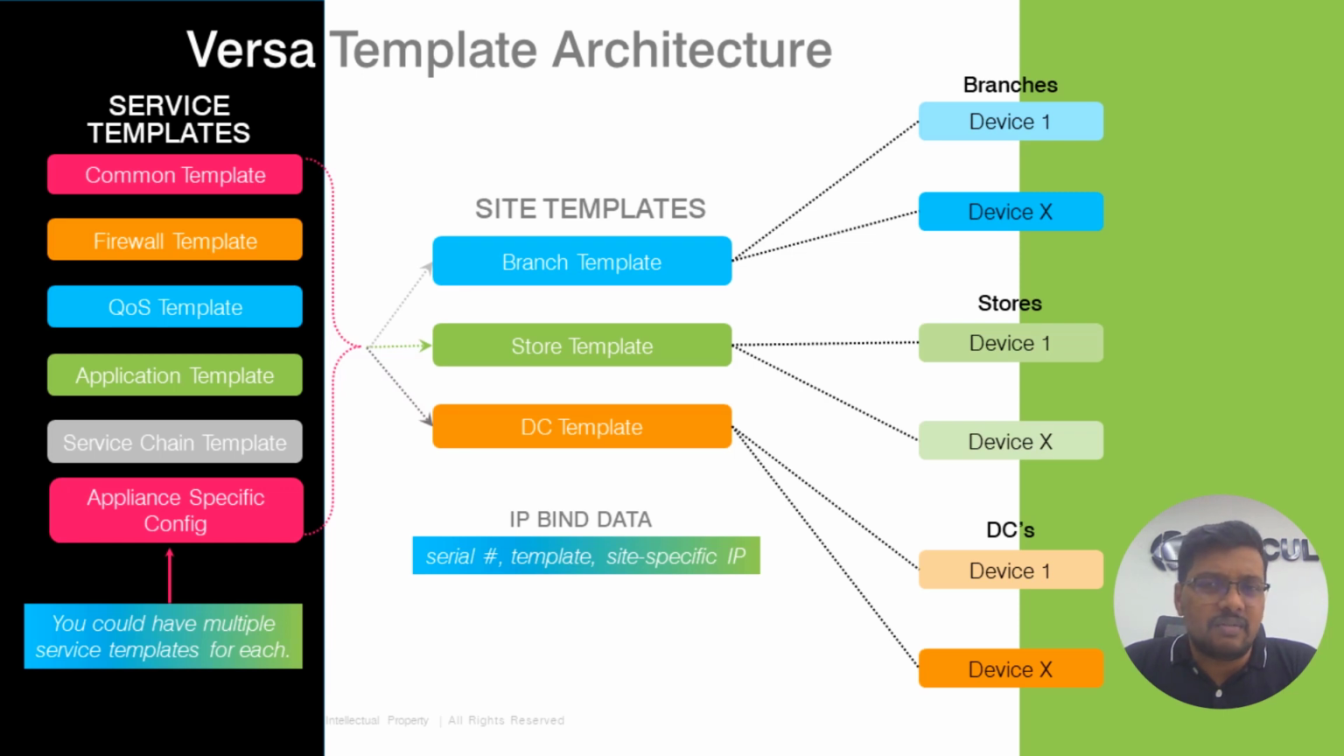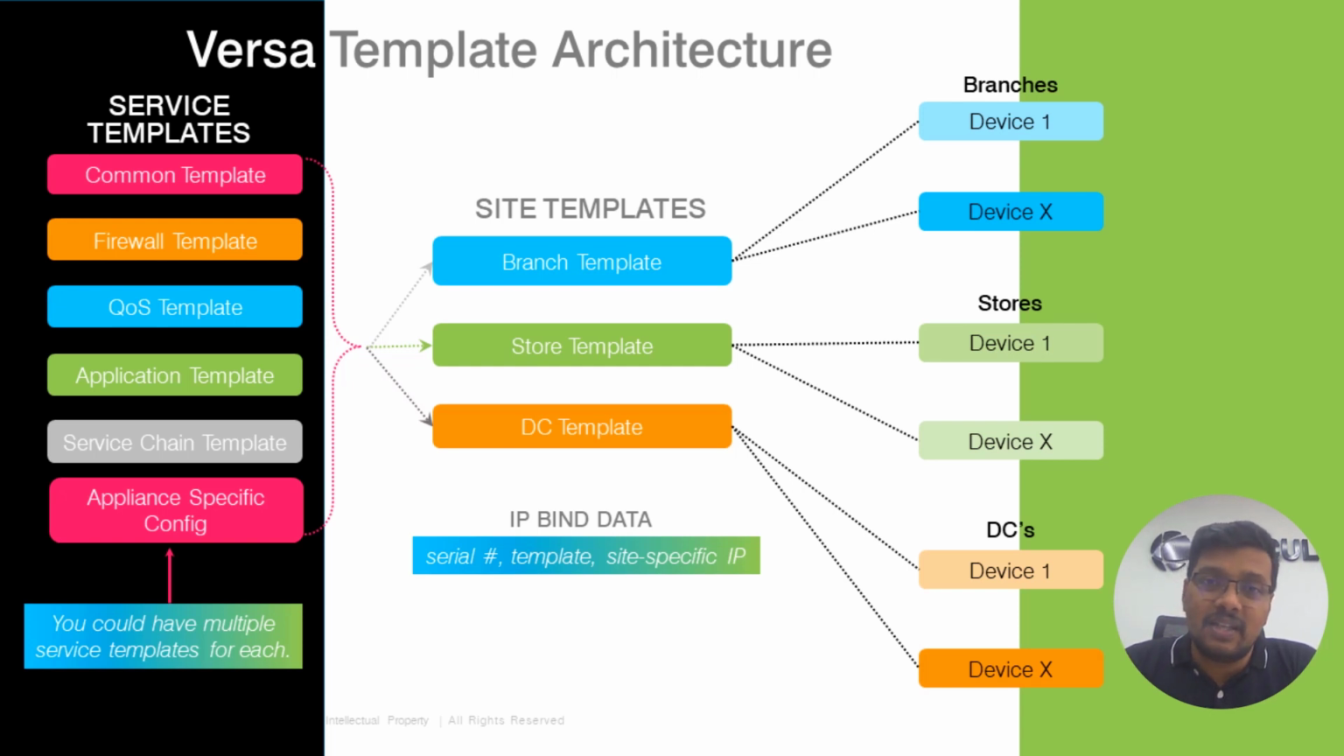Versa SD-WAN has a great template architecture where sites with similar designs and configuration requirements can be assigned under a single template. Assume we have a design with 3 types of sites: the branch, stores and one for DC. Irrespective of the number of sites, all branch locations can be assigned to the same single branch template. The same applies for stores and other types of sites as well.